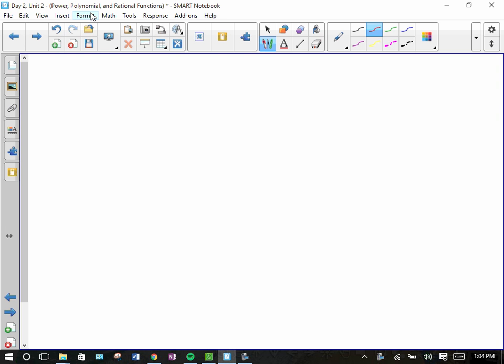Alright, so 26 says, describe the possible real zeros of each function. f of x is equal to negative 2x to the third power, negative 3x squared, plus 4x plus 7. And it says, describe the possible real zeros, meaning it wants you to describe to me out of these possible zeros, how many zeros is this going to have? 3. So out of these 3 zeros, how many could be positive, how many could be negative?